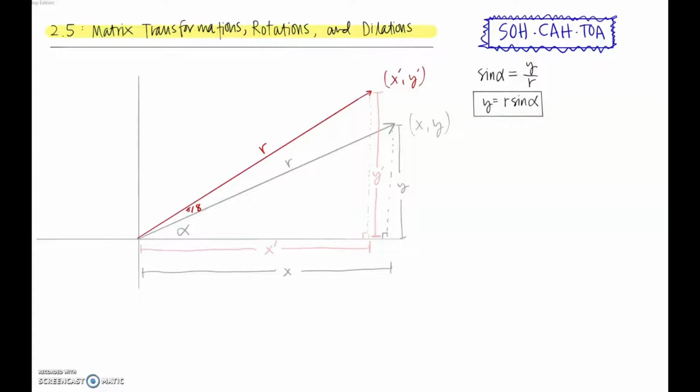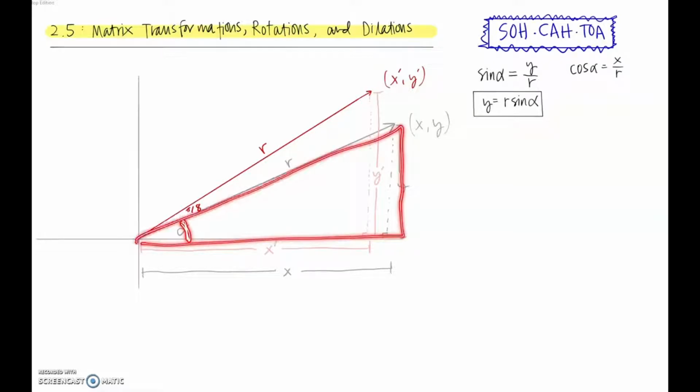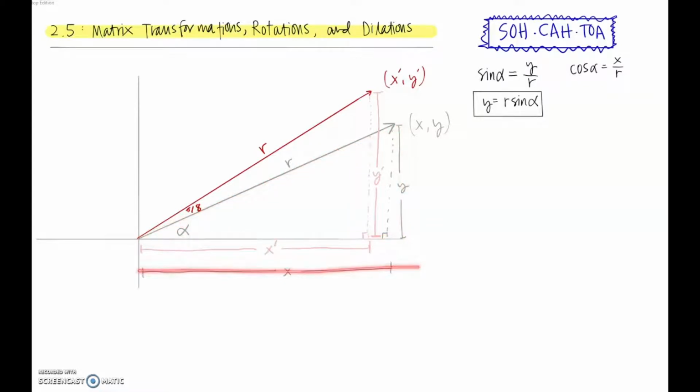Let's do the same thing for cosine of alpha. I know that the cosine of alpha, this angle right here, if I'm looking at this gray triangle, will be the adjacent side, which is x, over the hypotenuse. So x over r. And so if I know cosine of alpha is x over r, then I can just multiply both sides by r, and I get x equals r cosine alpha. So I want to hold on to these guys.